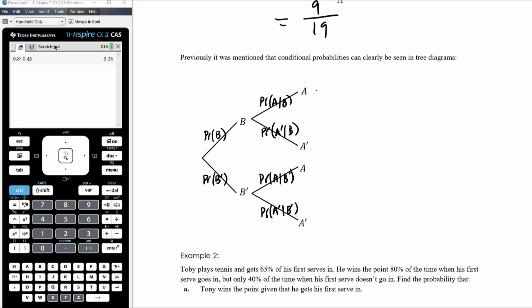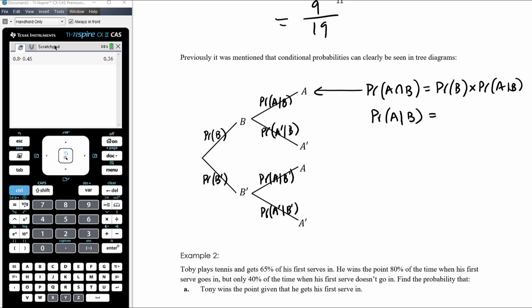And if we were to multiply those two probabilities together, when we're multiplying along a branch, we're calculating an intersection. We're calculating the probability of A and B happening, and we would do that by doing probability of B times probability of A given B, which is also where this formula comes from. So if we divide both sides by probability of B, we again find that the probability of A given B is the intersection over the probability of B. Okay, so just thinking about how that all ties together.